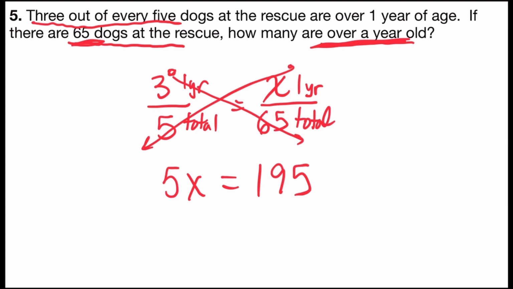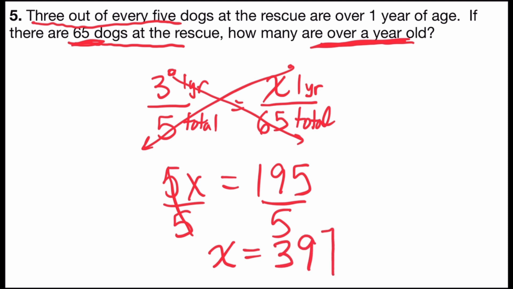Either way you do it, if 5x equals 195, to solve for x, I'm going to have to divide both sides by 5. 5 divided by 5 gets my coefficient to 1x, and 195 divided by 5 is 39. And so I know there's 39 dogs at the rescue that are over 1 year of age.